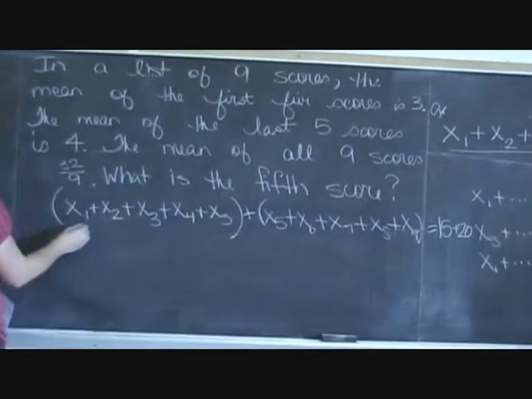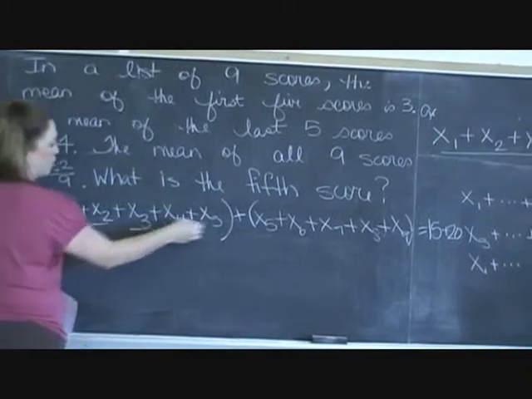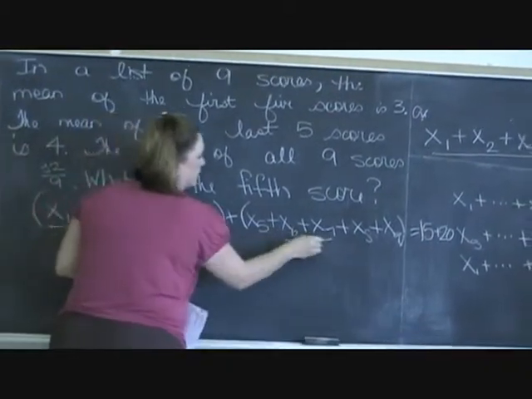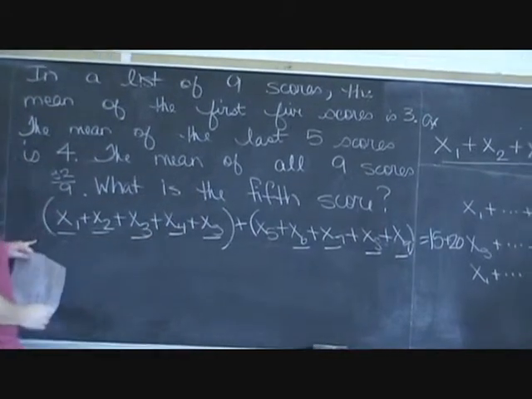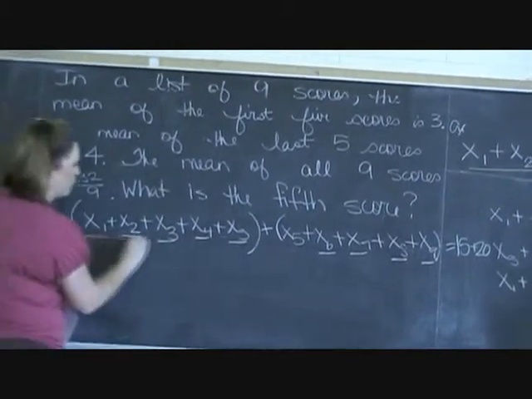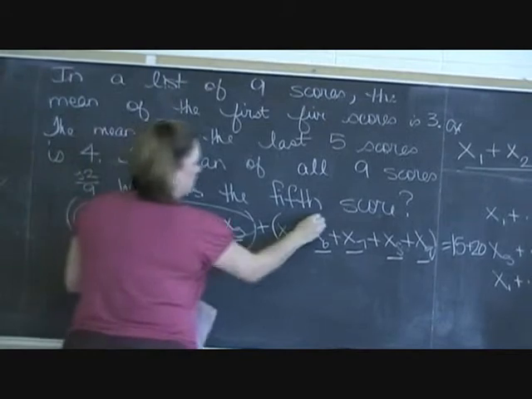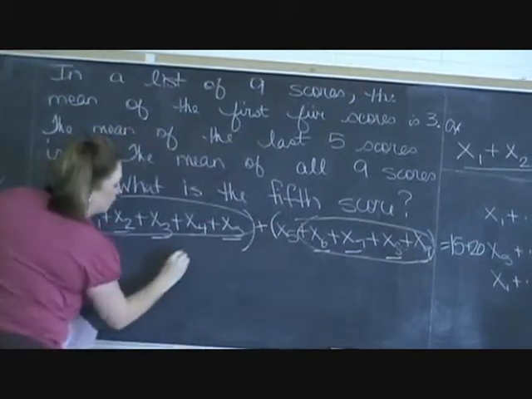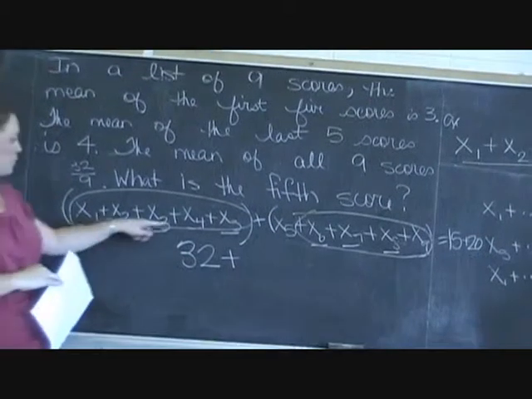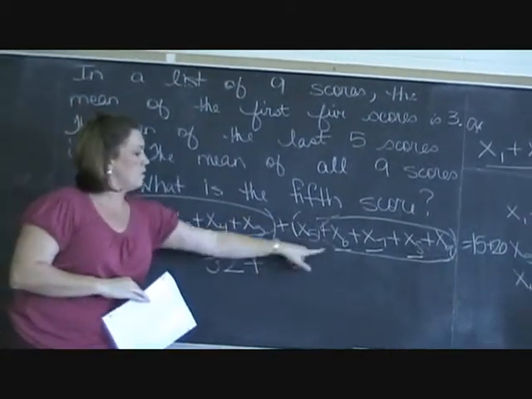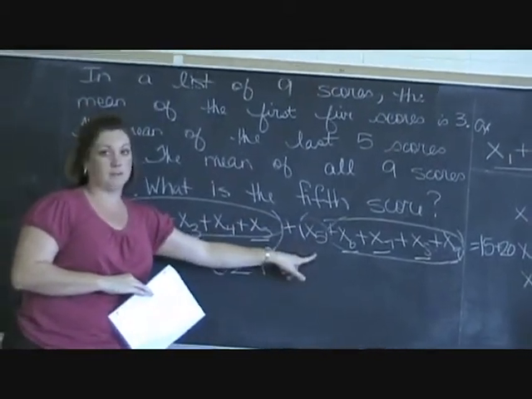Now look what we have. 1, 2, 3, 4, 5, 6, 7, 8, 9. All the 9 scores have a sum of 32. So if we take all of these and all of these, we have 32. But notice what we have not used. We have not used this x5.